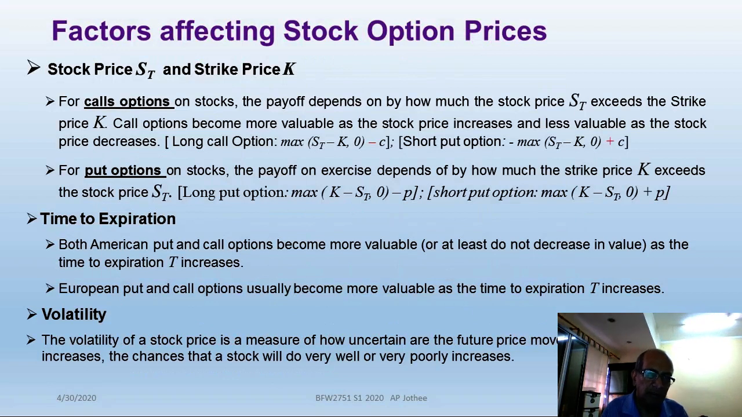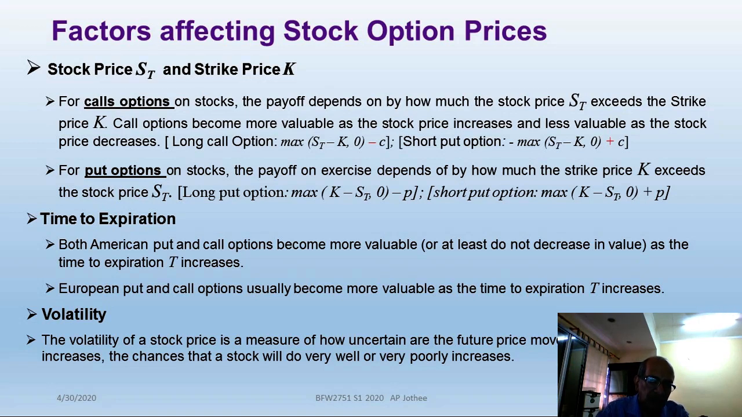Now going on further, let us see precisely the factors affecting stock option prices. What we saw, the six factors. Now we'll see why and how they affect the stock option prices or the determination of the premium. Okay, firstly, we'll see this combination of the two: stock price ST and the strike price K.